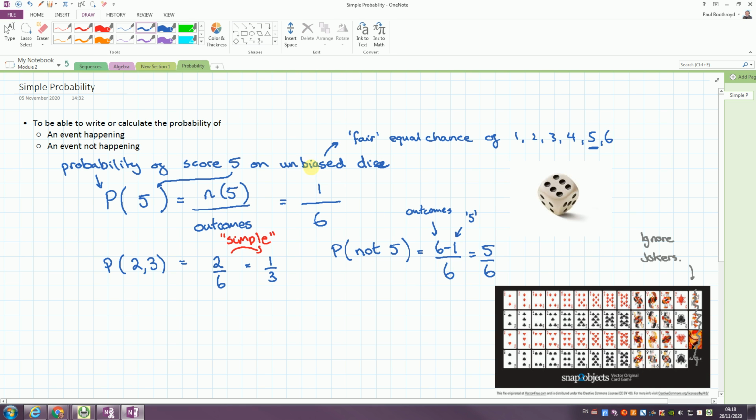So I could easily do the same thing with another number. So if I say the probability of a 3 is 1 out of 6, the probability of not 3, a fancy way of saying not is to put a line over it, is 6 minus 1 is 5 over 6. Okay.